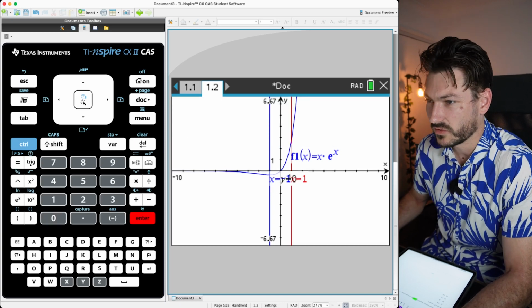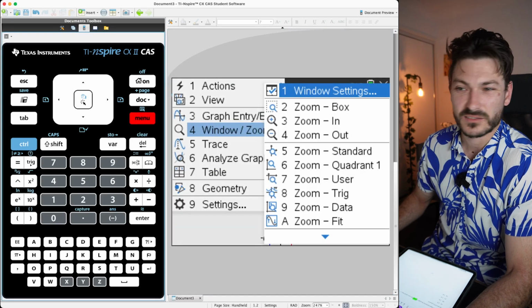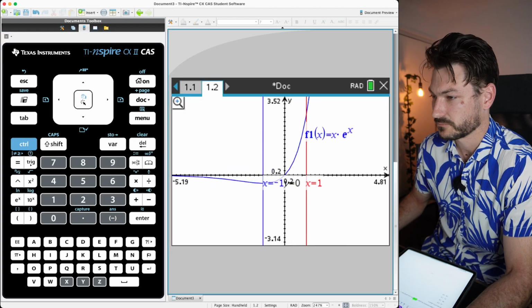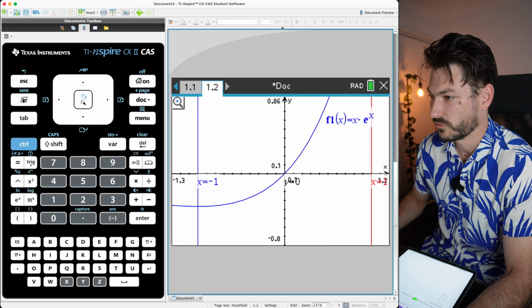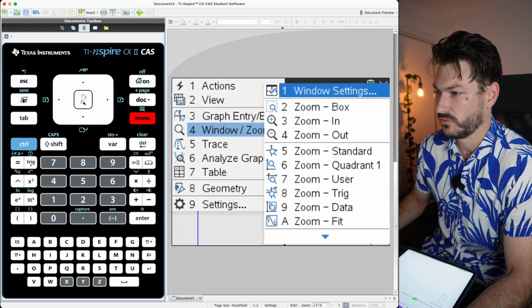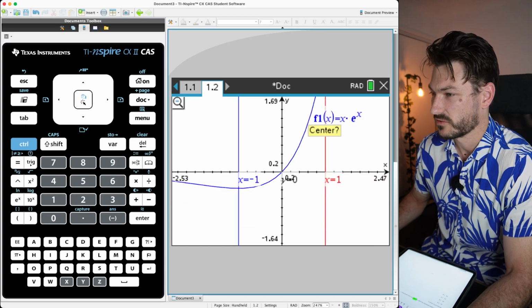Now I want to zoom in on this section here, so I'll go menu, window, zoom. You can just type in the exact settings you want, but I'm just going to click this zoom in button, zoom in on the center, and one more zoom should do it. Oh, I might zoom out one. Window, zoom, zoom out, and we'll zoom out a little bit so I can see the top area here.